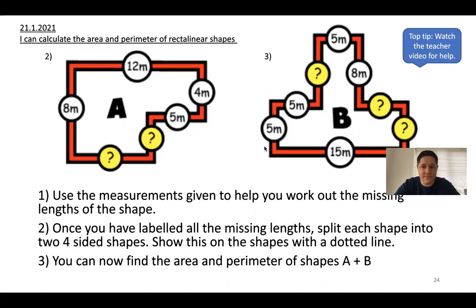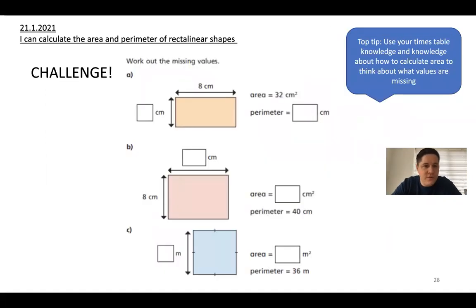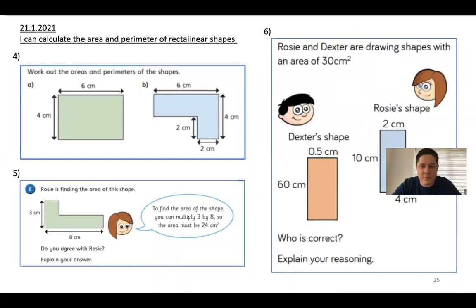Okay, moving on. So you've got 3 problems on this page. You've got A and B, and we'd like you to work out the area and perimeters of the shape. So you need to use what you did on the previous slide. The first one is pretty easy, but B, you might need to split somewhere. See if you can find these missing sides too, it will help.